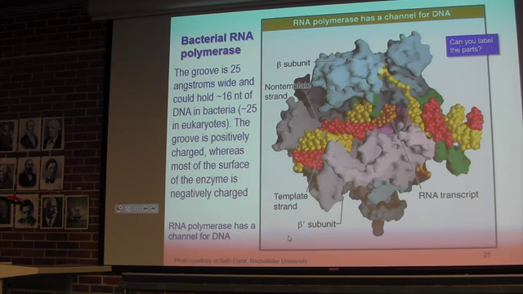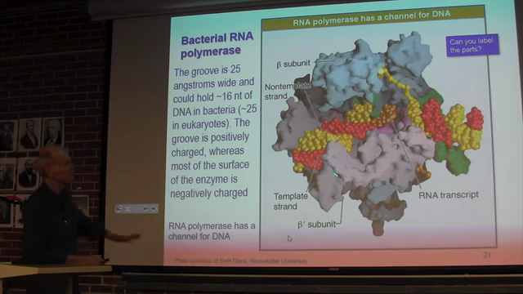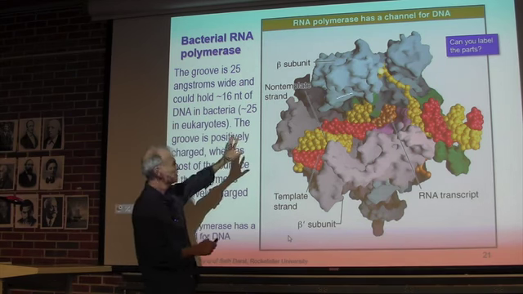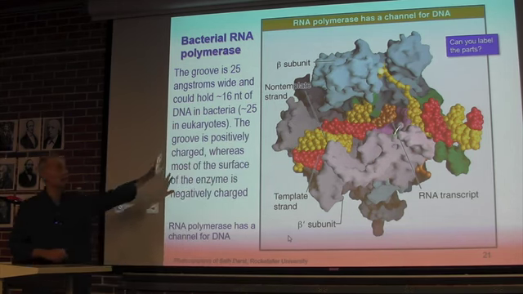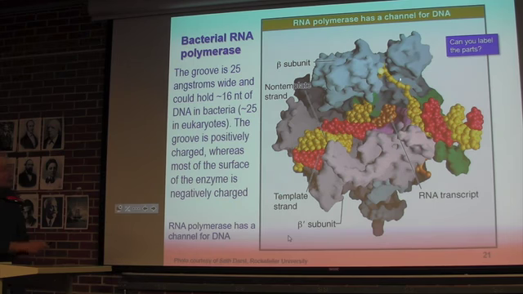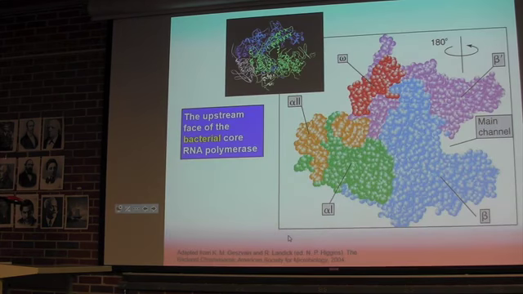Okay, keep going here. Can you label the parts? You can't tell from this what's beta and beta prime. I mean, you actually could, but I'm not going to ask you to know anything except non-coding and coding strand and transcript, if you had to label parts of this.